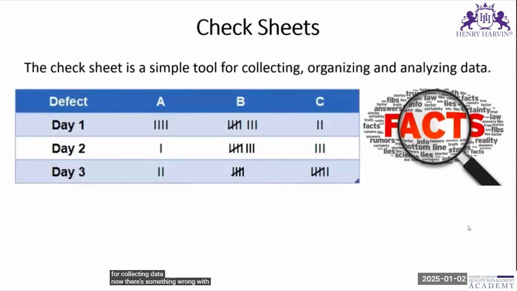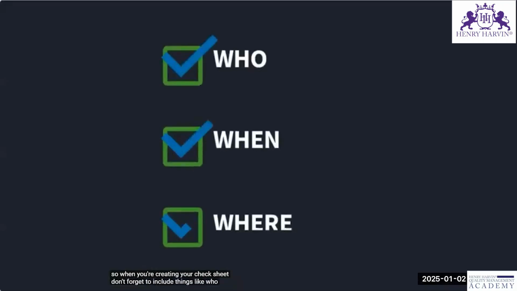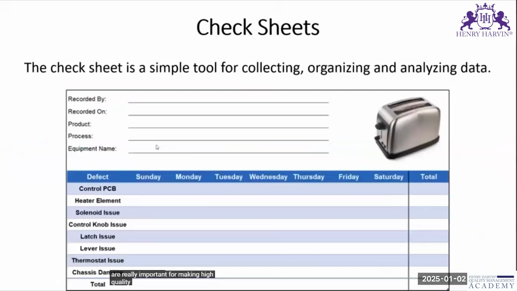Now, there's something wrong with the check sheet that I'm showing you here on the screen, and that problem is it doesn't have any metadata. If you're collecting data and you want to make a high quality decision using that data, you also need metadata. So when you're creating your check sheet, don't forget to include things like who and when and where. All those key elements of data integrity and data accuracy are really important for making high quality decisions.